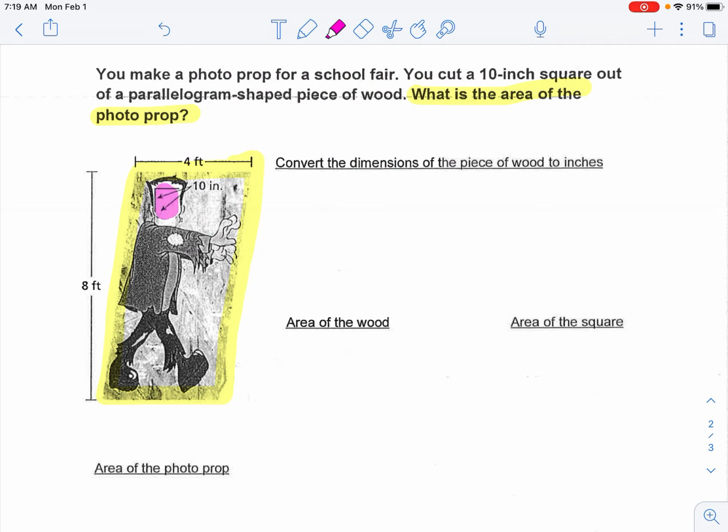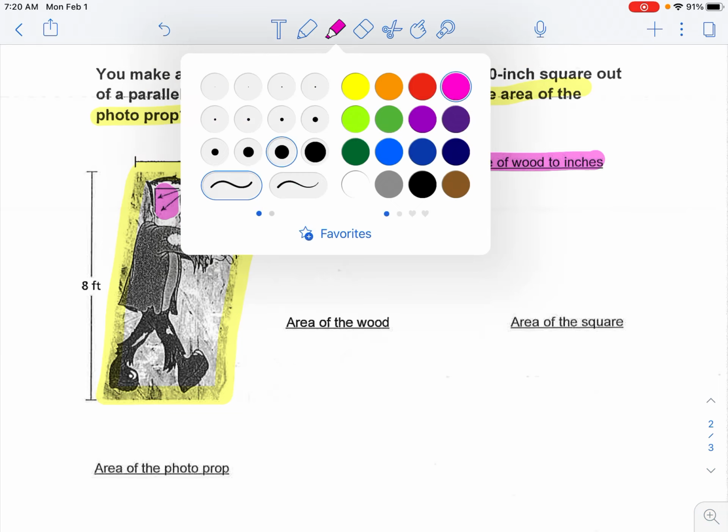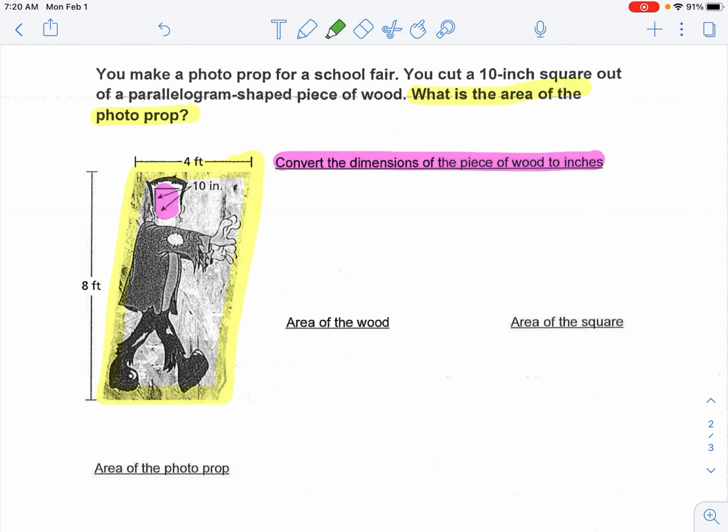Okay, so step number 1 says, convert the dimensions of the piece of wood to inches. So notice over here on the side, my little piece that was cut out is in inches, but the base and height of the parallelogram were given in feet. Well, none of this is going to make any sense unless we're having the same unit of measure for both dimensions. Convert the dimensions of the piece of wood to inches.